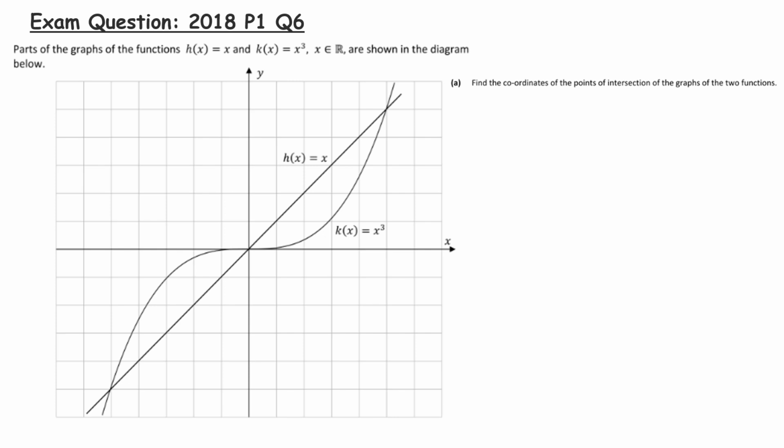So let's see how this question was asked on an exam paper. This is an exam question from the 2018 paper 1. It is question 6, and it gives us two functions on the graph below. We have k of x, which is a cubic, x to the power of 3, and we have h of x, which is a linear, which is x. Remembering that both of these just mean y, for part A, we're basically trying to find the coordinates of the points of intersection.